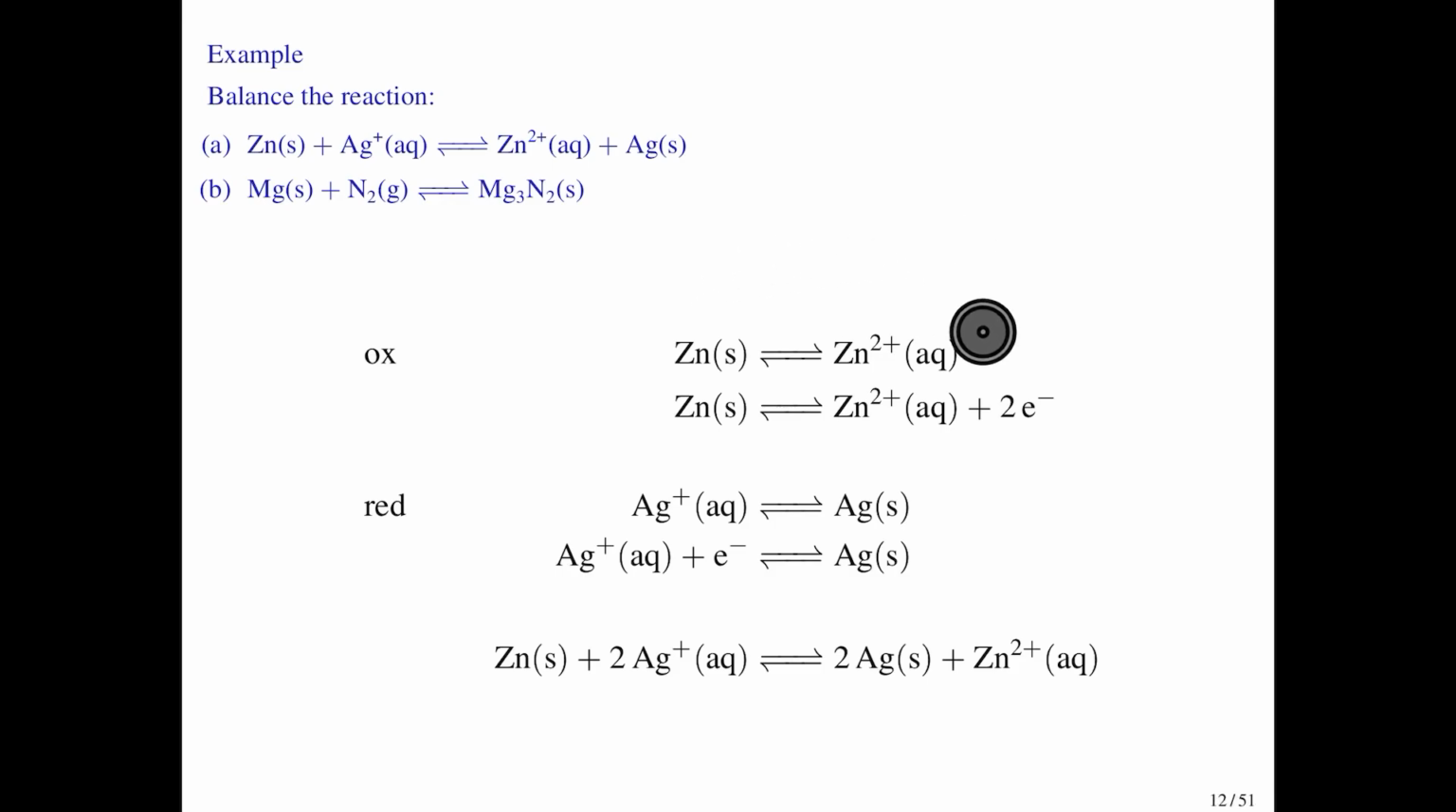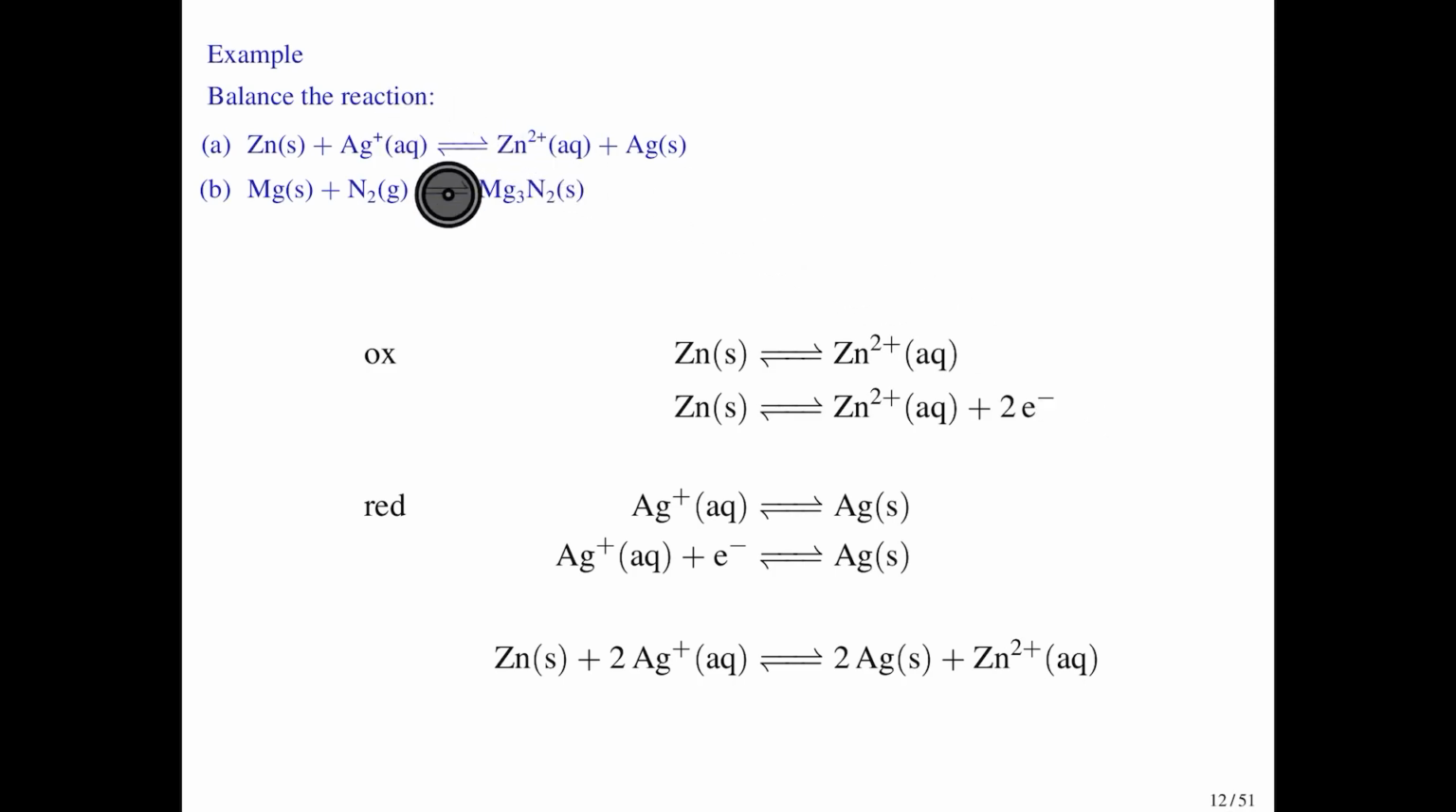Well, we would add 2 electrons to the product side so that the +2 charge of the zinc is balanced by the minus charges on the 2 electrons. So now this is a balanced half reaction. We want to do the same thing for the reduction reaction.